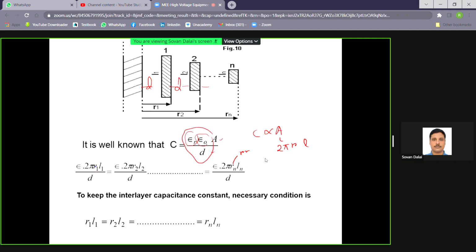Now you see, if by some means I maintain the products R1 L1, R2 L2, and Rn Ln constant, we can say all the interlayer capacitances are constant. If all the interlayer capacitances are constant, the equivalent series capacitance increases. If the equivalent series capacitance increases, the alpha value decreases and gets closer to zero. In that way we can improve the potential distribution along the transformer.